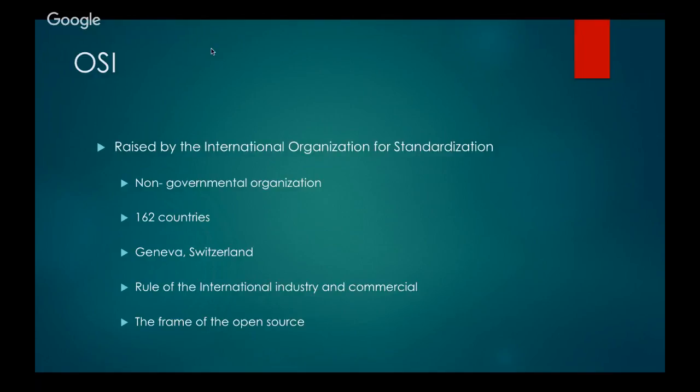About OSI, it is a model raised by the International Organization for Standardization. The Organization for Standardization is a non-governmental organization that includes 162 countries around the world. The headquarters is in Geneva, Switzerland. The organization is used to set the rules of international industrial and commercial standards. For the open source aspect, it sets the rules about the open source frame and how it should be designed.